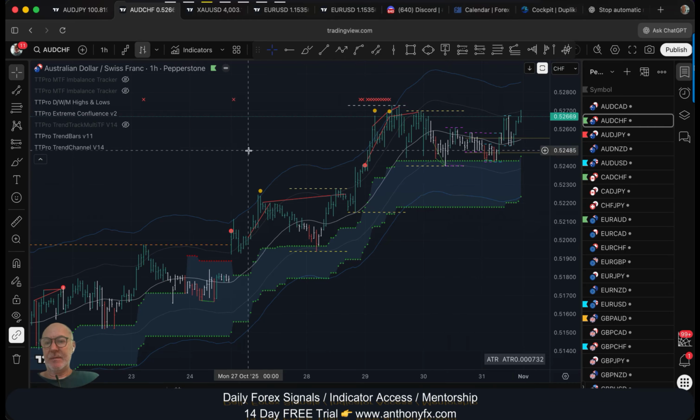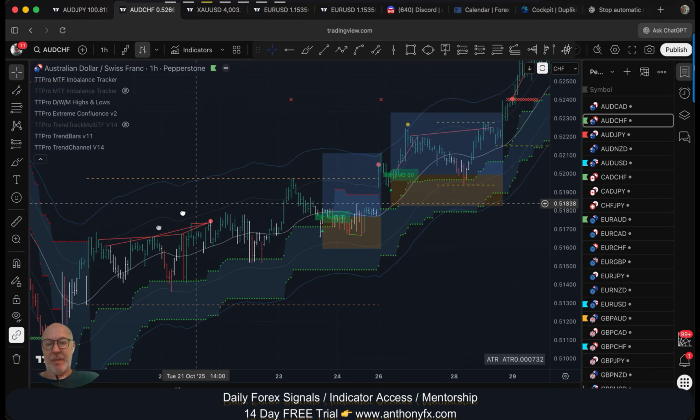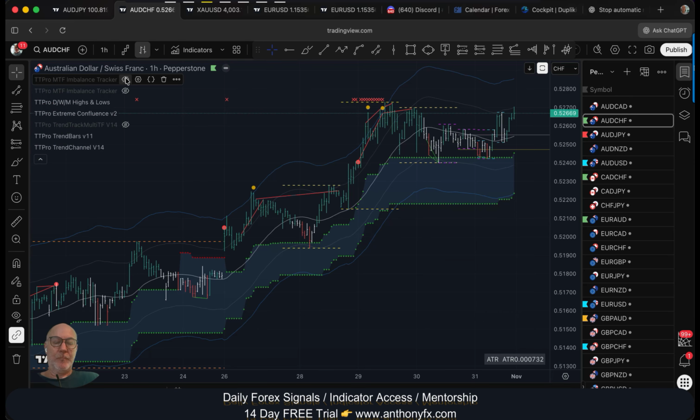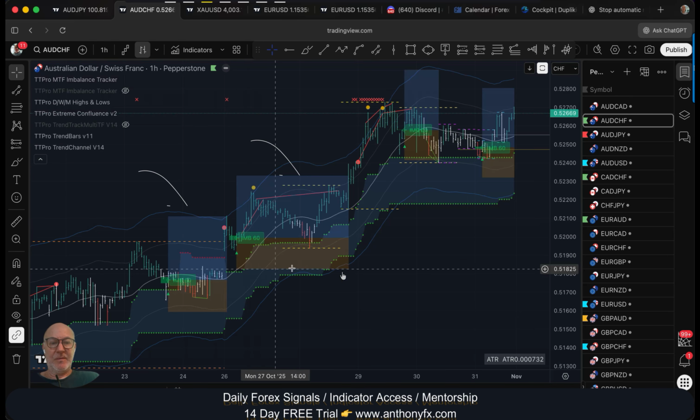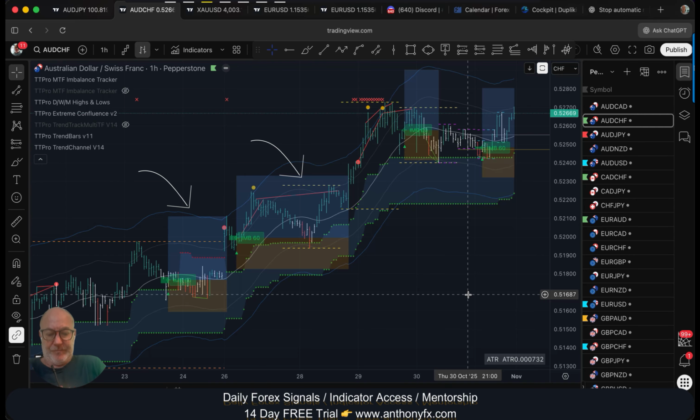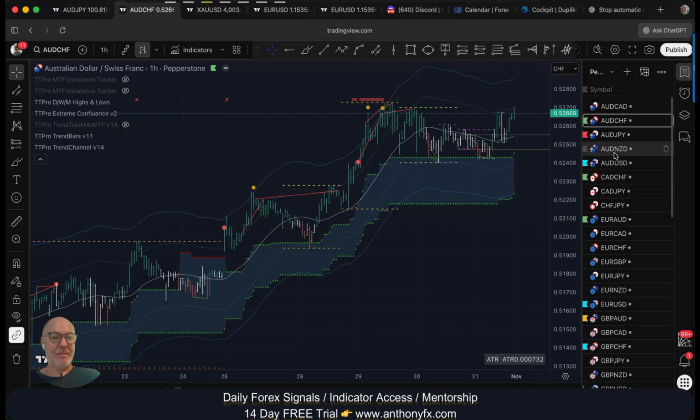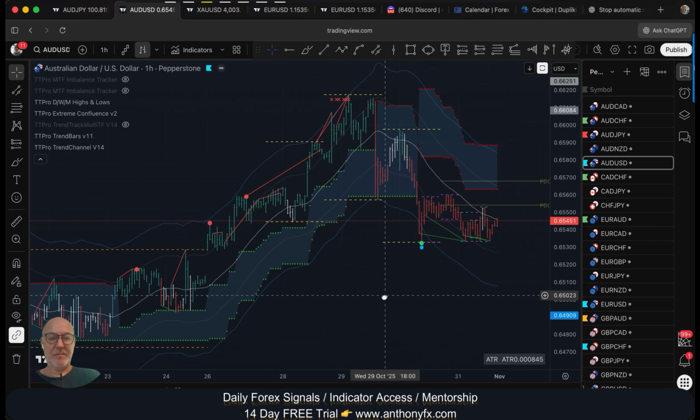Okay, traders, let me show you something. Forex signals. Look at this. Bullish signals. Could you do with Forex signals like this? Would that make a difference? Let's just have a look through a couple of these.